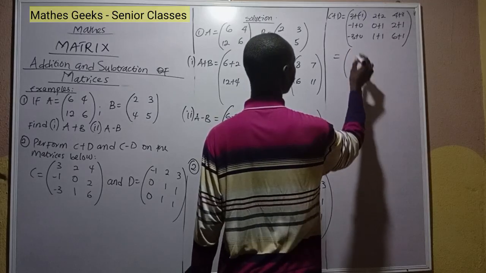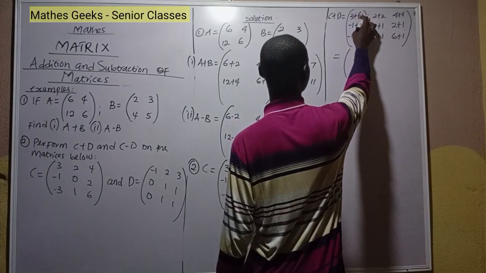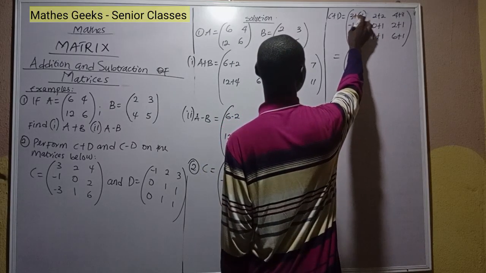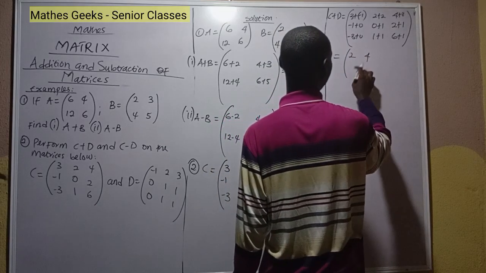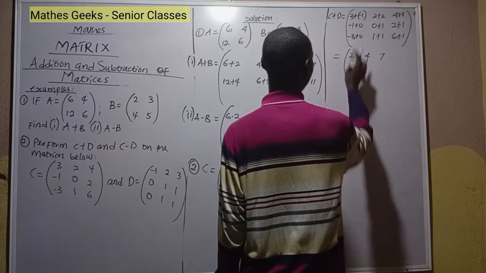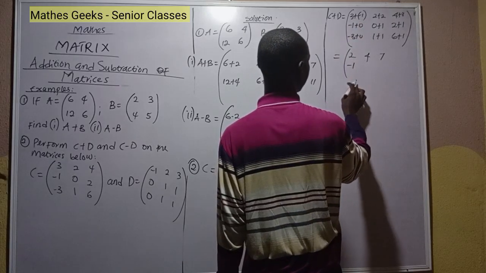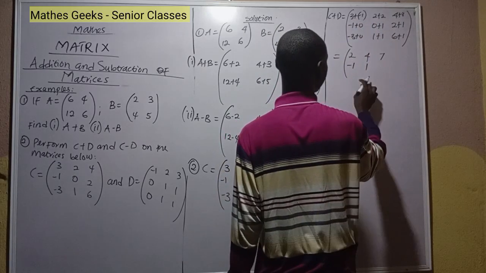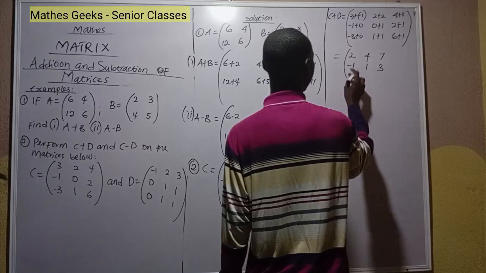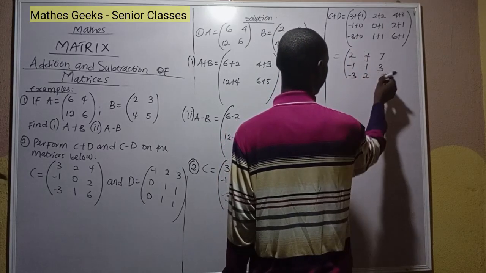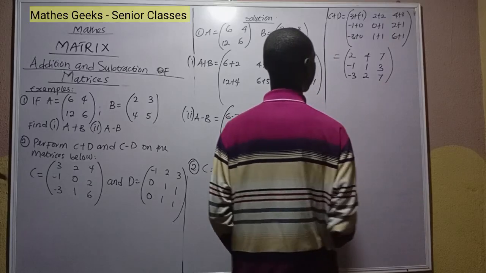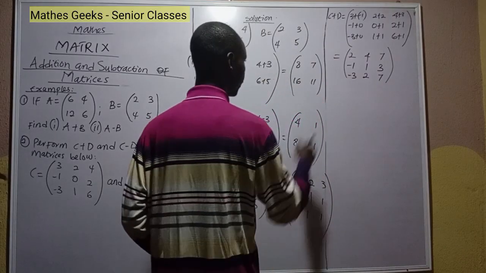This will give us 3 plus minus 1, which is 2. 2 plus 2 will give us 4. 4 plus 3 is 7. Minus 1 plus 0 is minus 1. 0 plus 1 is 1. 2 plus 1 is 3. Minus 3 plus 0 is minus 3. 1 plus 1 is 2. And 6 plus 1 is 7. So that's the sum. Now C minus D.